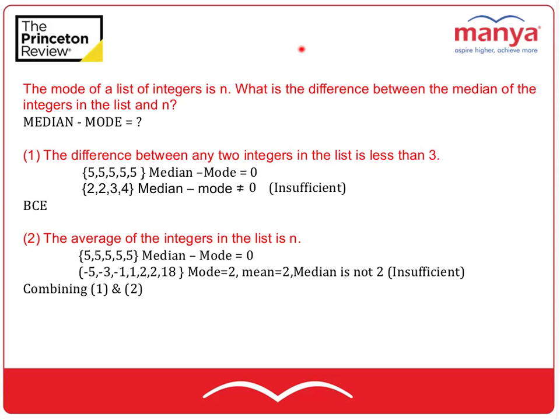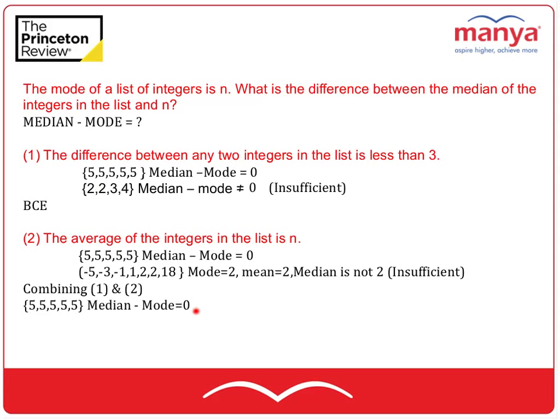So when I combine, I should see to it that the difference between any two integers in the list is less than 3 and the average should be equal to the mode. These three conditions I should satisfy when I am combining statements 1 and 2. So which number can I repeat now? Since I know 555 is working, I can use the same number to get a yes, right?